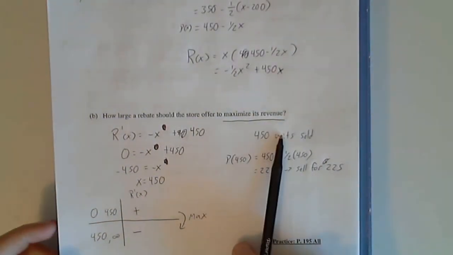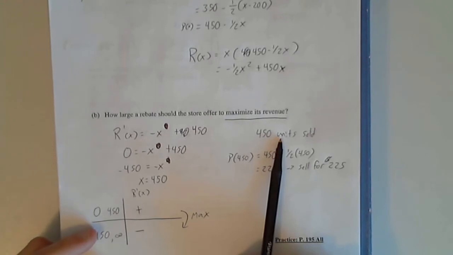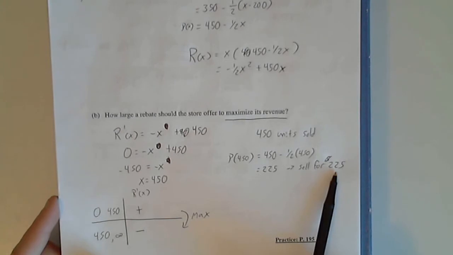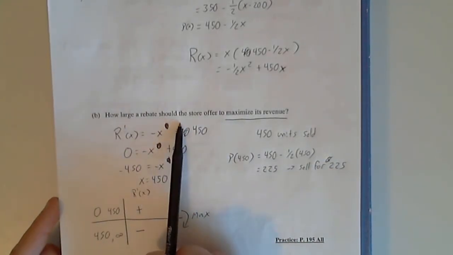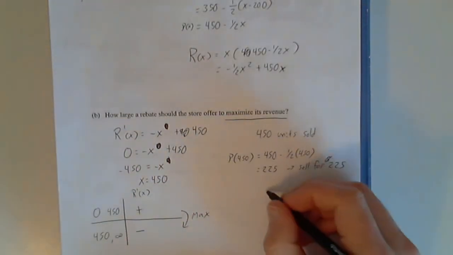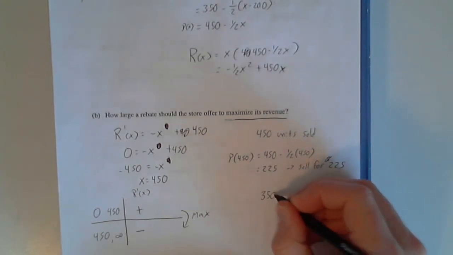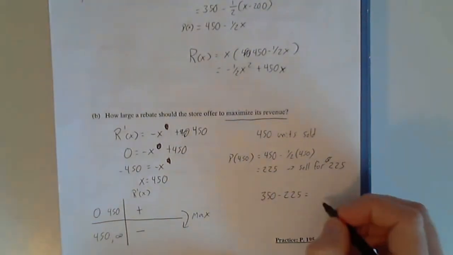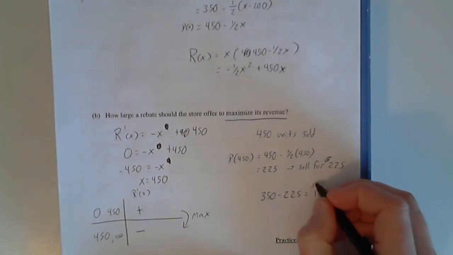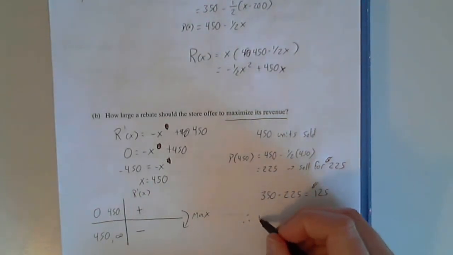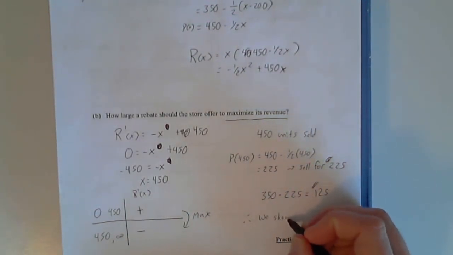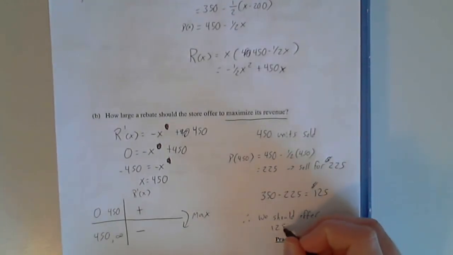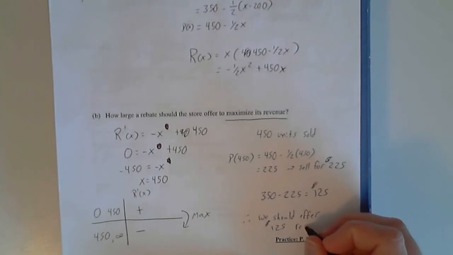So again, we've got two really good and important pieces of information, but we haven't answered the question. We want to sell 450 units. We want to sell them for $225. The question is how large the rebate should be. Well, we started at 350. So 350 minus our 225 equals 125. We should be rebating them $125. So therefore, we should offer a $125 rebate.